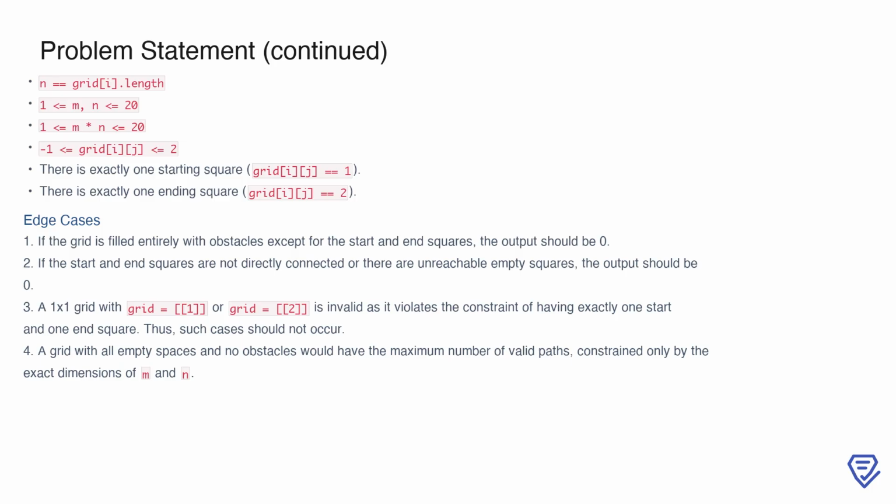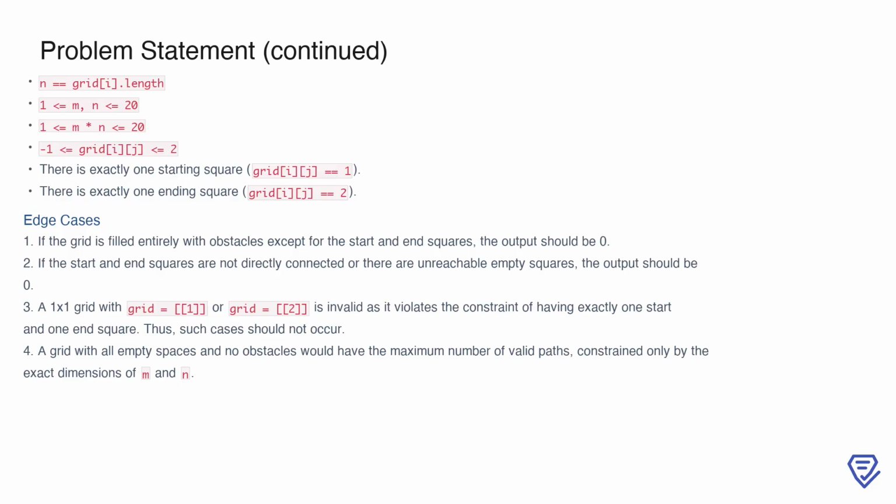The grid dimensions, represented by m and n, must satisfy the condition that both are between 1 and 20 inclusive, with the total number of cells not exceeding 20. The values within the grid are restricted to -1, 0, 1, or 2, and there must be exactly one starting square and one ending square.